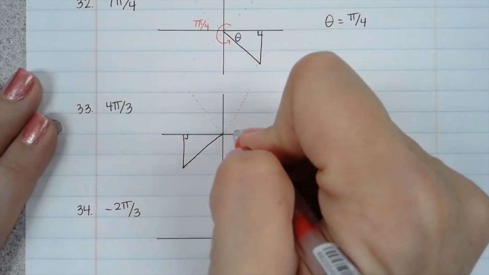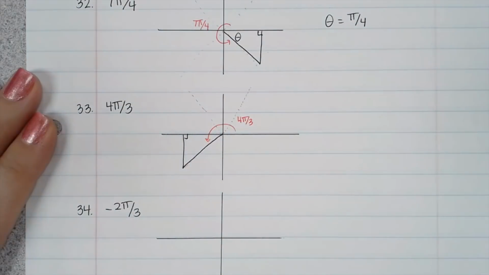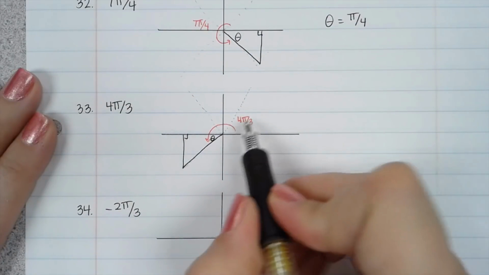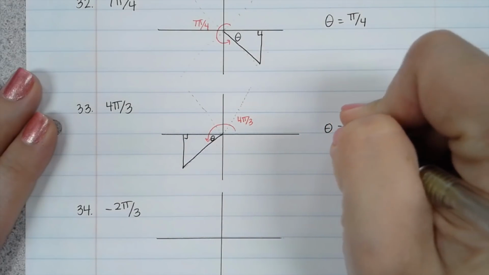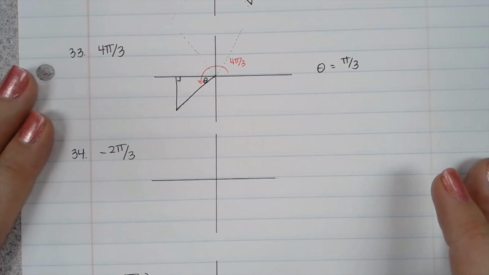So again, my angle is the full 4 pi over 3. And then I'm being asked to identify my reference angle, and so my reference angle would be here. 4 pi over 3 goes 1 pi over 3 further. And so my reference angle for that one would be pi over 3 radians.